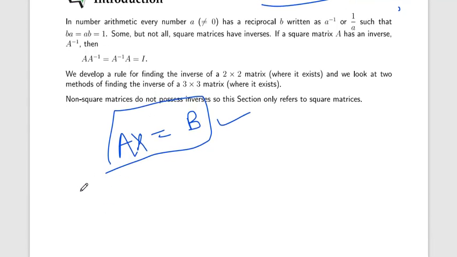Then we do some operations like R1, R2 and R3, and we get the matrix in upper triangular form, as in Gaussian elimination.